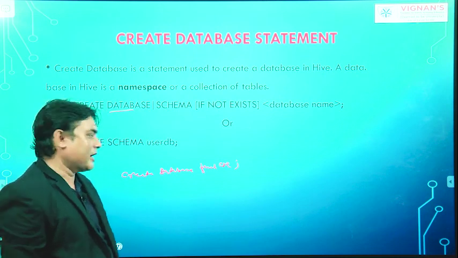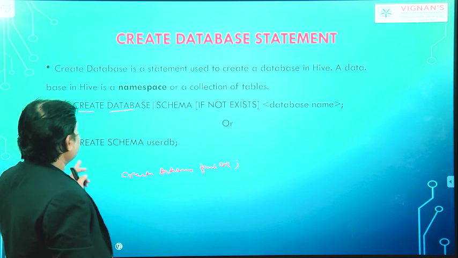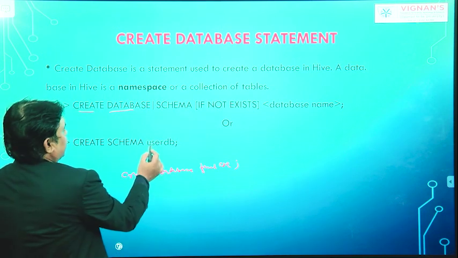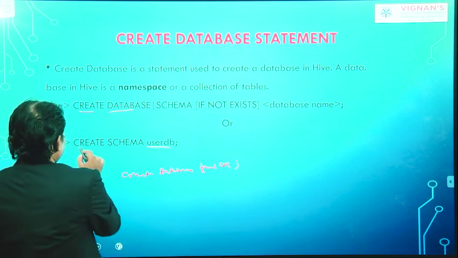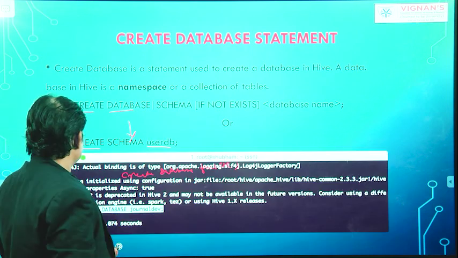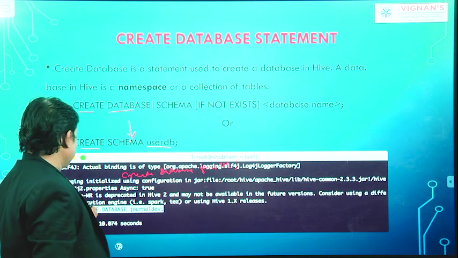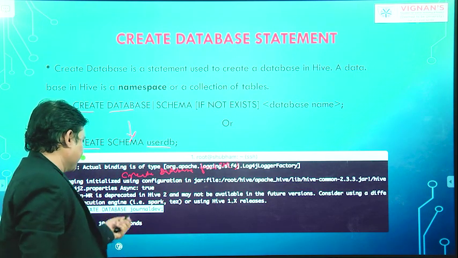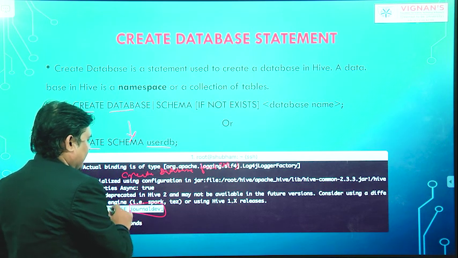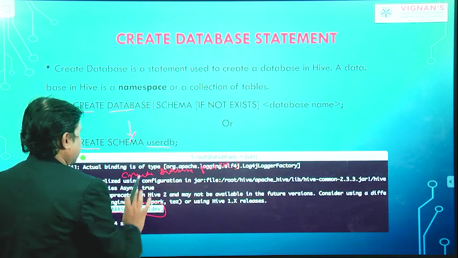If I run this command, what happens? My database is created, my schema is created. Or you can also use other things, like create schema user DB. Instead of database, you can use schema, and you can create the database. A simple example is given here. You write the same syntax, create database, and the database name, general DB. So your database has been created.